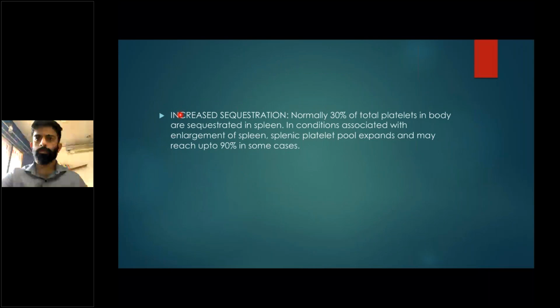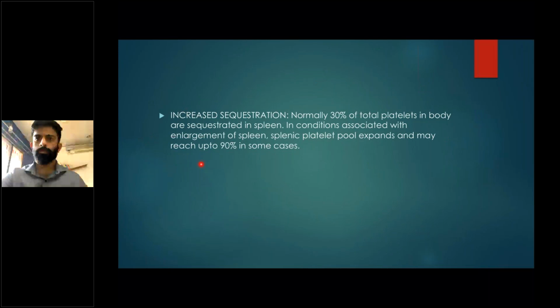The next one is increased sequestration. It's equal to increased destruction, but sequestration is not a pathological process, it's a physiological process, but it's just increased. So normally 30% of total platelets in the body are sequestrated in the spleen. In conditions associated with enlargement of the spleen, the splenic platelet pool expands and may reach up to 90% in some cases.